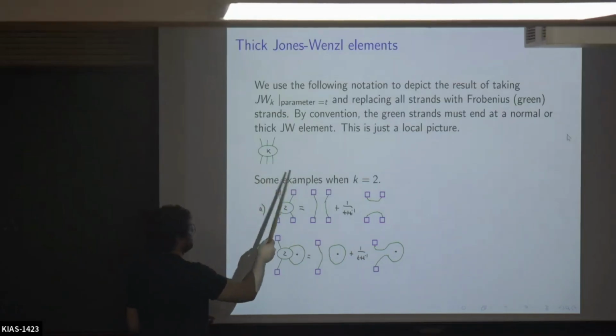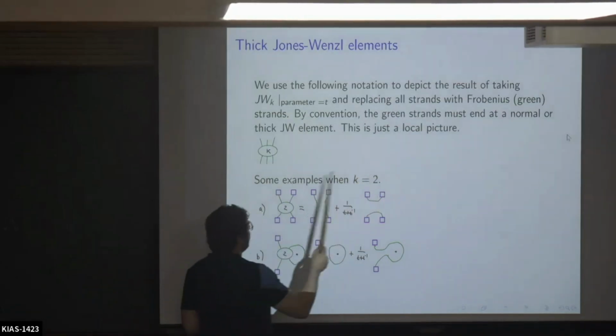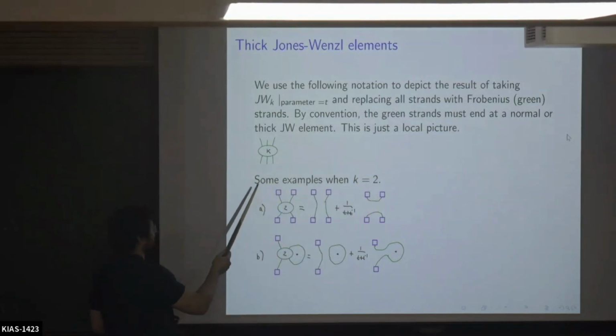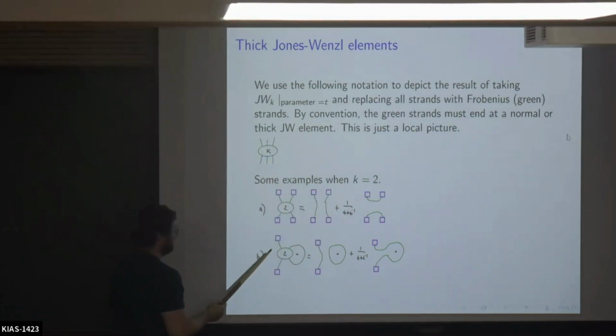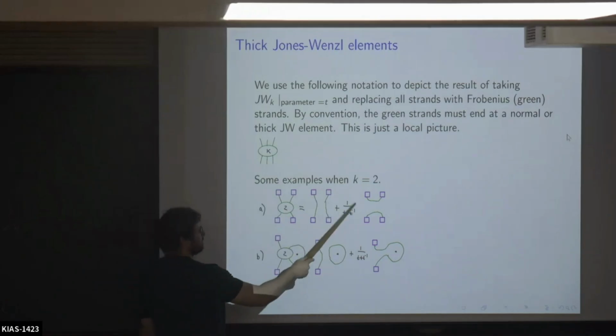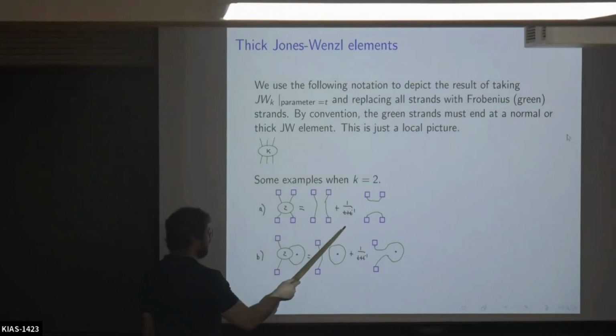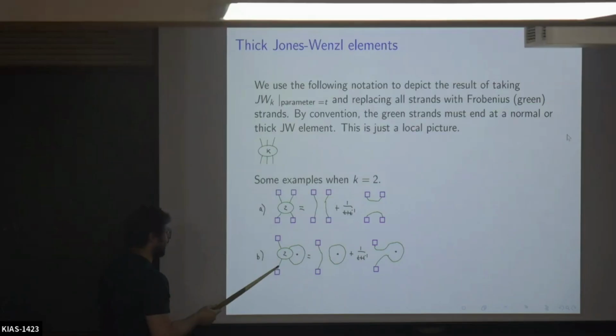And the green strands, to make sense, they should either end at a Jones-Wenzl projector or end at one of the Frobenius of a Jones-Wenzl projector. So for some examples of this local notation, when K equals 2, if all the strands end at a Jones-Wenzl projector, then this thing just looks like the second Jones-Wenzl formula. So it just looks exactly like Jones-Wenzl 2.